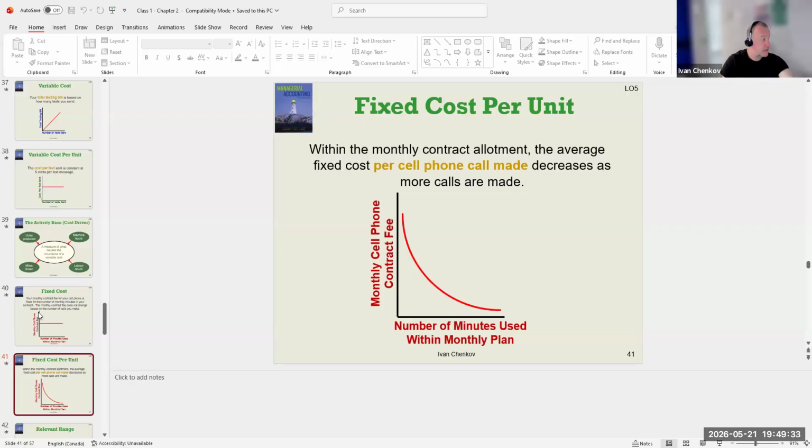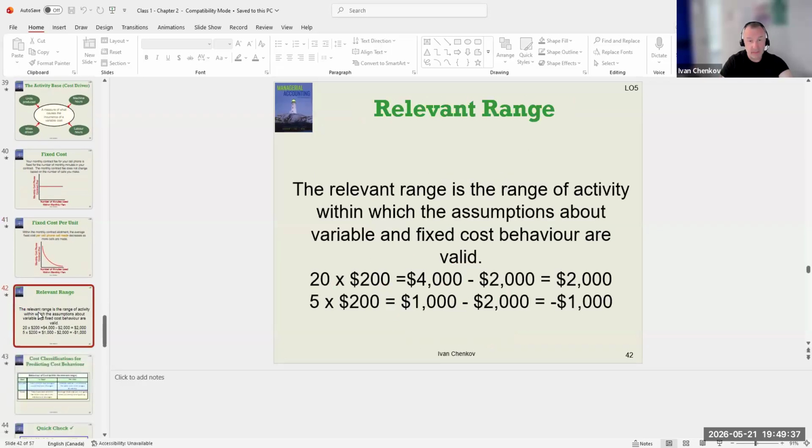Okay, we're going to come to this variable and fixed cost in chapter 3 in a few minutes, but let's finish this now. Let's go with the relevant range. What is a relevant range? Relevant range is the range of activity where the variable cost per unit stays the same, in total goes up or down depending on the usage, and fixed cost in total stays the same, and per unit goes down.